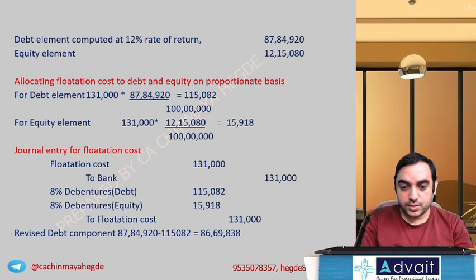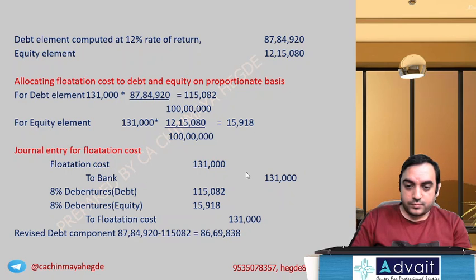Revised equity component: 12,15,080 minus 15,918 equals 11,99,162. Effectively, 1 crore minus 1,31,000. These two.